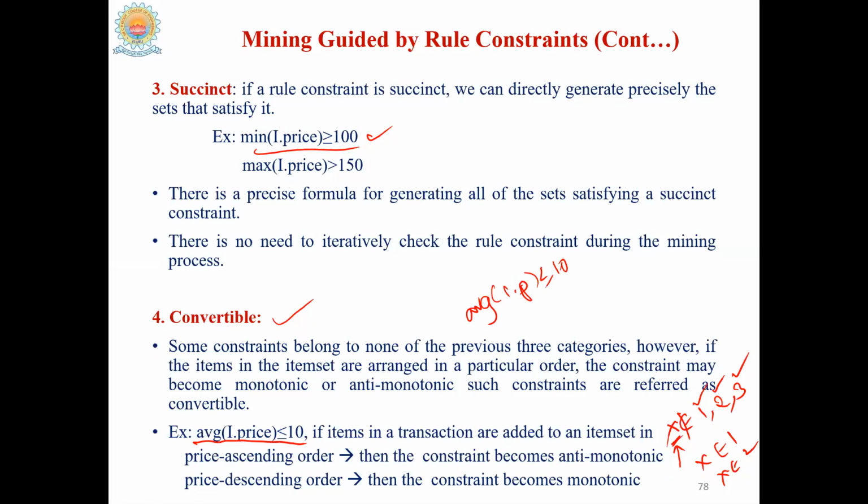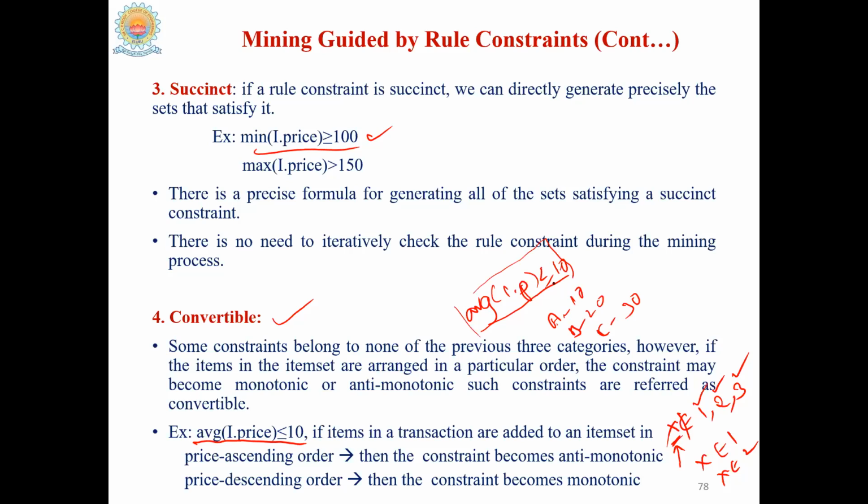So here, initially this constraint does not belong to any of the above three discussed constraints. But now I am placing the order items in ascending order. For example, the cost of A is 10, the cost of B is 20, and the cost of C is 30. If my items are in cost ascending order, then observe the same thing here.